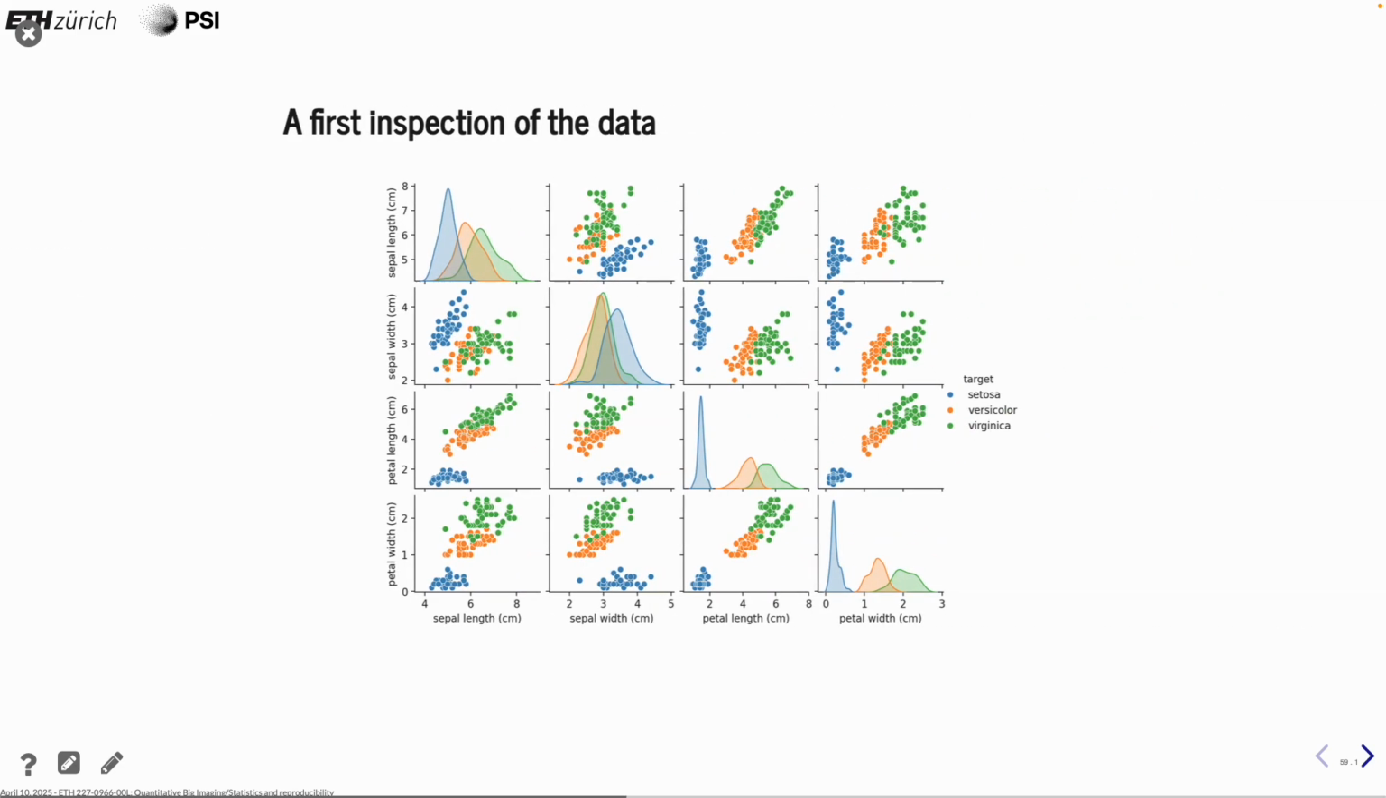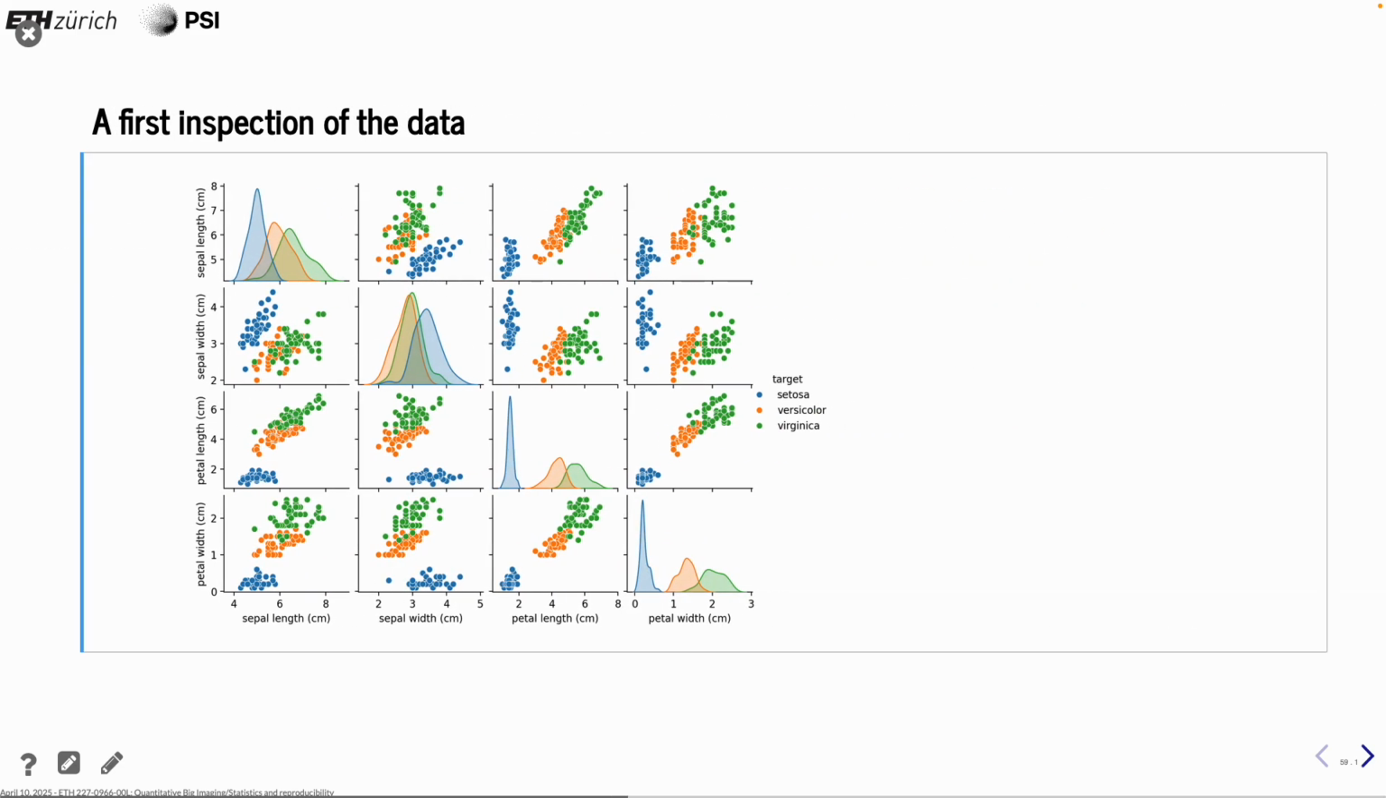And looking at this, we can do a first inspection using a pair plot, and we can see that some features overlap a lot if you combine them. So for example, the sepal length and width overlap quite a lot, while other ones separate pretty well. So this gives us a first indication how to compare different things.